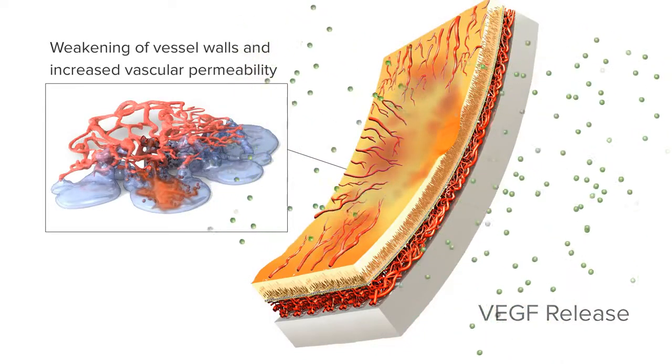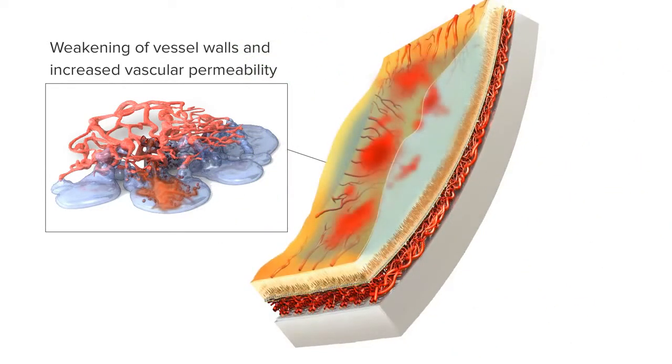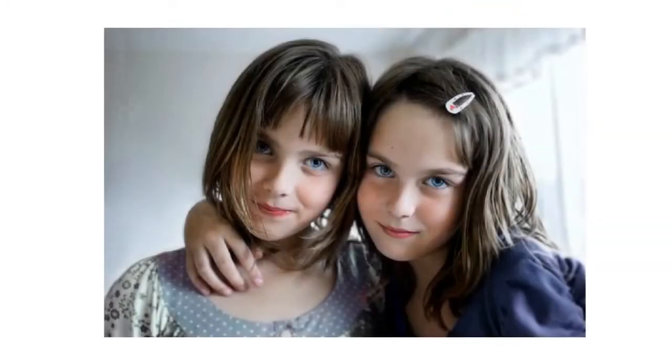As the vessels leak fluid and blood into the retina, the macula ultimately swells and thickens. This is the condition known as macular edema. Swelling of the macula causes vision to become blurry.